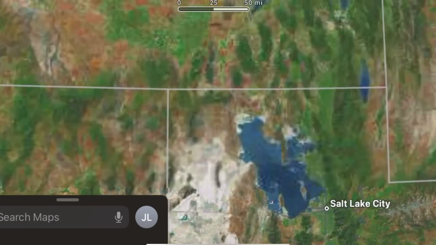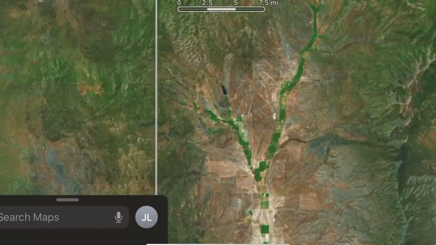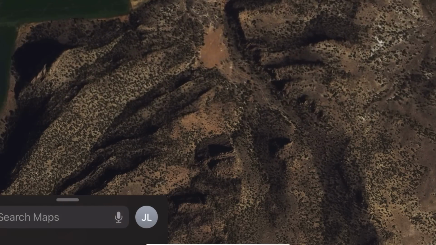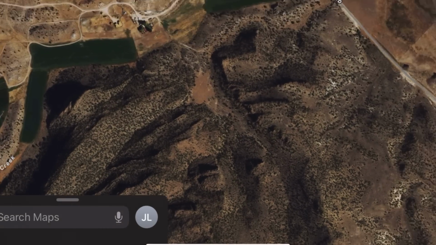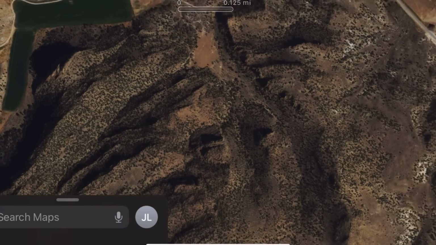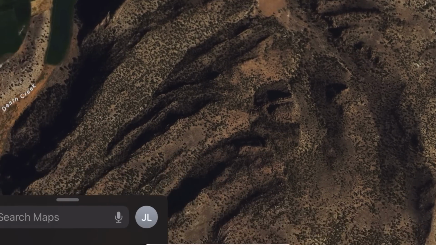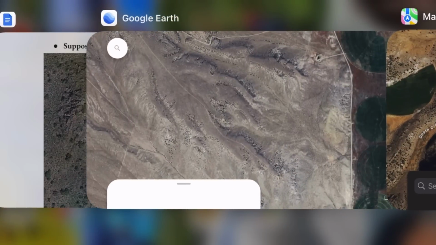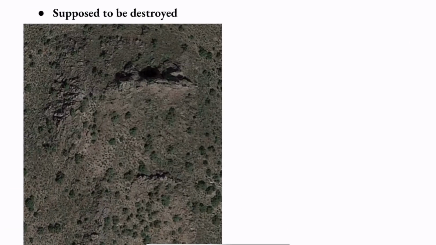But when we get on Google Maps, they're still there. Easy to see. So that's where, see, there's a lot of ruins on that hill. That's how you find them.